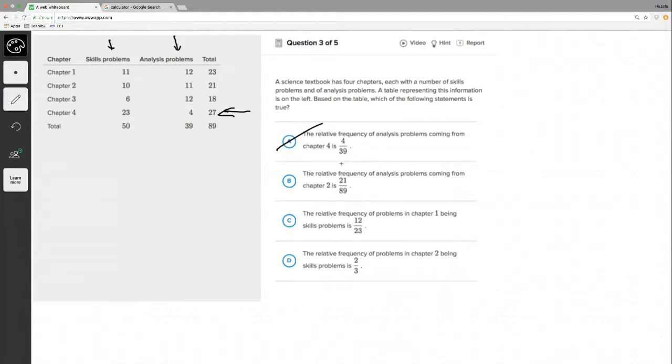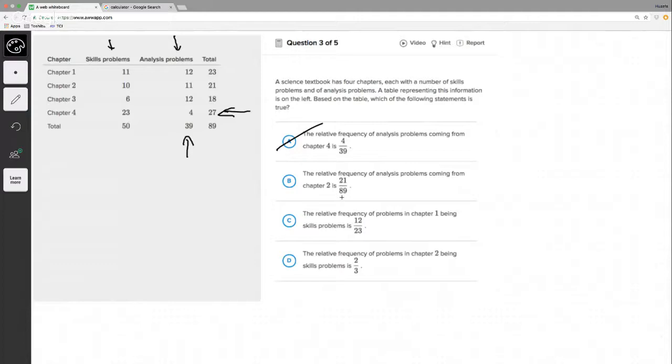Relative frequency. Let me read this a little more carefully, because what they're trying to say is a bit ambiguous. They're saying the relative frequency of analysis problems coming from chapter 4 is 4 out of 39. Now, that total, there's 39 total analysis problems. So that is true if they're saying the frequency of all analysis problems. I first read it as analysis problems out of just the problems in chapter 4.